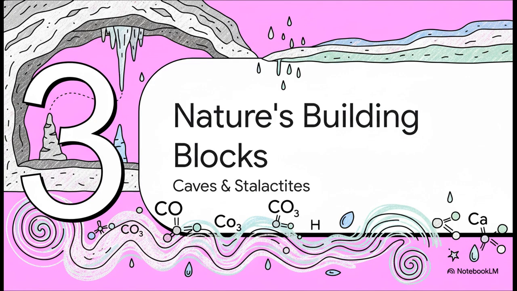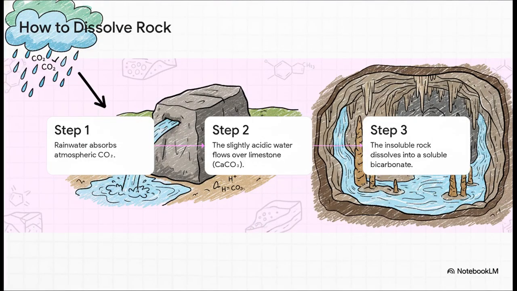Now let's go back to those incredible caves. The story of how they form is such a powerful example of carbonate chemistry at work on a geological timescale. It's a story of both creation and, well, dissolution. It all starts with rain. As rain falls, it absorbs carbon dioxide from the atmosphere, becoming just a little bit acidic. Now, when this acidic water seeps through the ground and flows over limestone, which is just solid calcium carbonate, a really remarkable reaction happens.